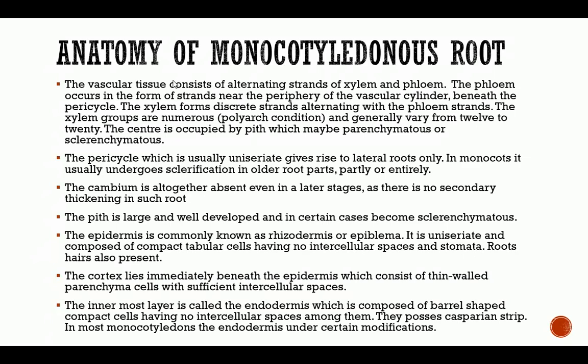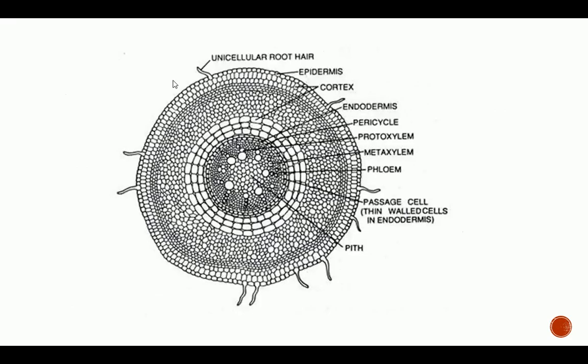The epidermis is commonly known as rhizodermis or epiblema. It is uniseriate and composed of compact tubular cells having no intercellular spaces and stomata. Root hairs are also present. The cortex lies immediately beneath the epidermis, which consists of thin-walled parenchymal cells with sufficient intercellular space, just like the dicot. The innermost layer is called the endodermis, which is composed of barrel-shaped compact cells having no intercellular spaces among them. They possess Casparian strip in most monocotyledons. The endodermis undergoes certain modifications.